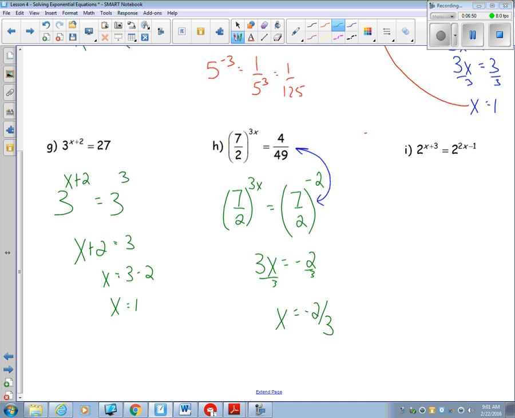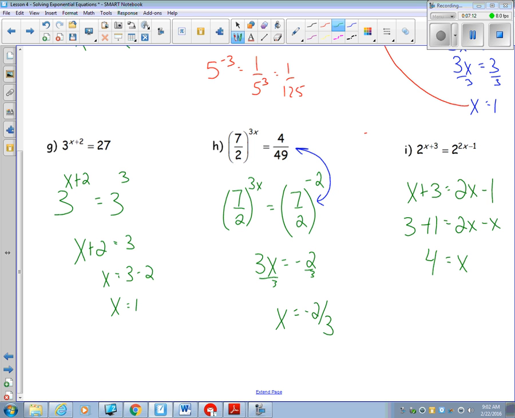Okay, letter I. Oh, letter I is kind of nice. Look, both sides are the same base. What do we know right off the bat then? Our exponents have to be equal. I can solve this. Numbers on one side, letters on the other. Hey, I didn't need to worry about making the same bases because my bases were the same. If I rearrange across my equal sign, opposite operations, I've got 4 on one side and x on the other.